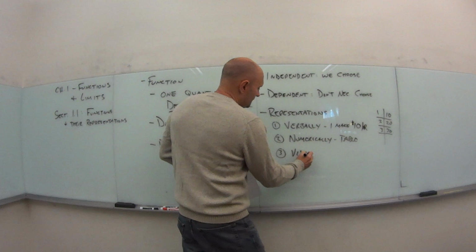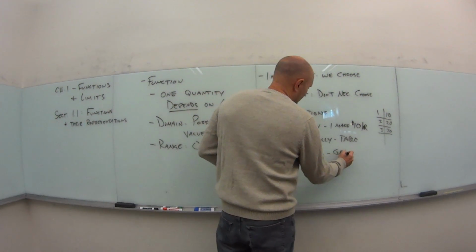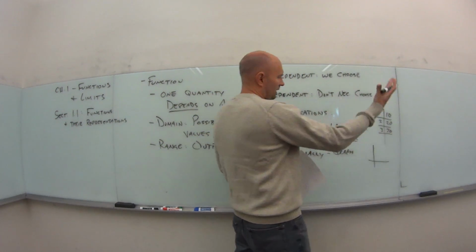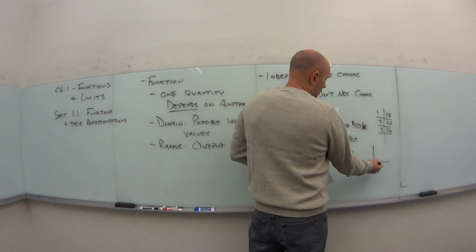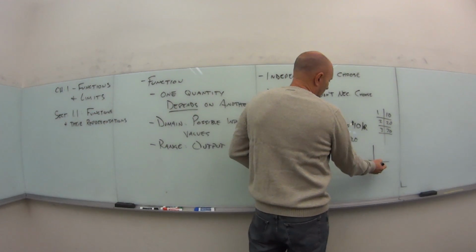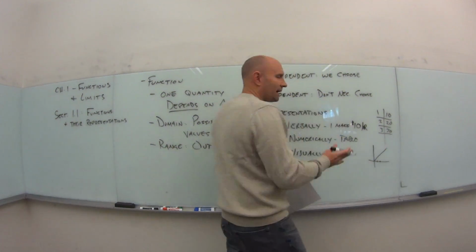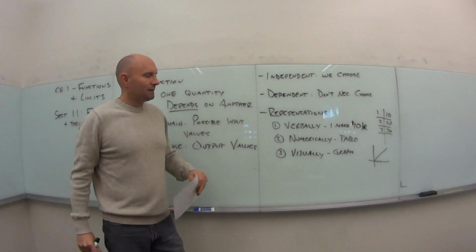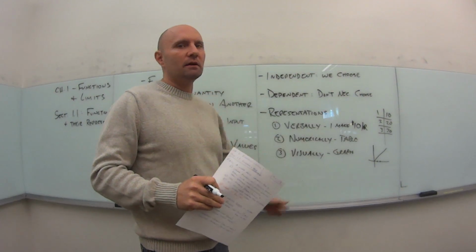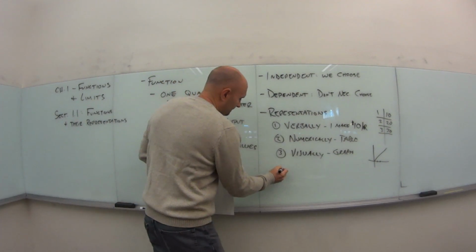There's visually, which is a graph. So again, if I'm talking about the paycheck, if I work no hours, obviously I don't make any money. If I work 1 hour, I make 10, 2 hours, 20, etc. So maybe I have a line graph, assuming that if I get paid for every minute, that it would be a point along this line. So visually, as a graph.